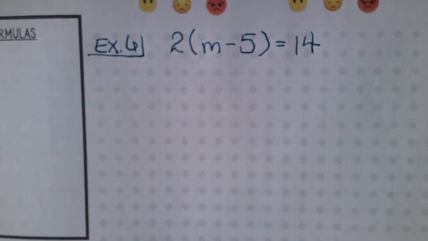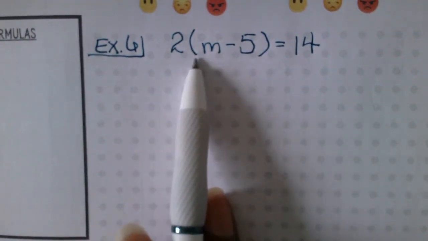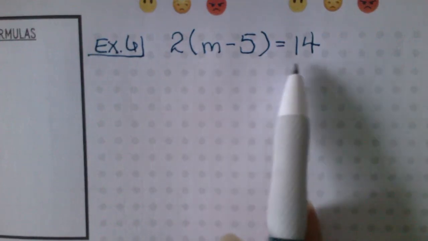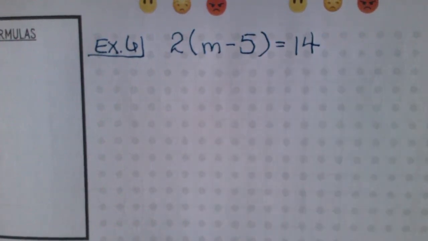So now we have 2 times, okay, the difference of m and 5. And it equals 14.